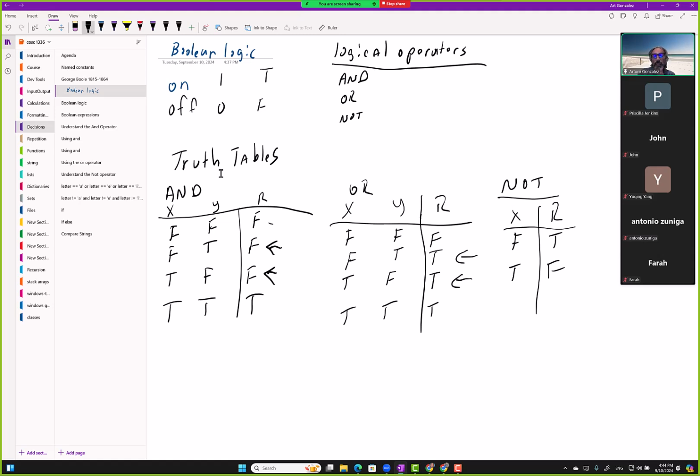You do have to make sure you understand truth tables. You'll get questions that maybe are not specific to truth tables, but depend on the knowledge of understanding what truth tables are. And if you understand them, then you won't have any issues with those questions. So any questions here so far?